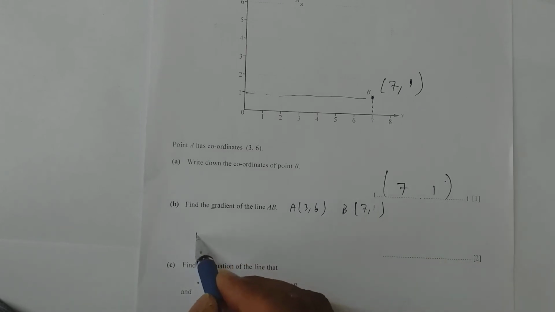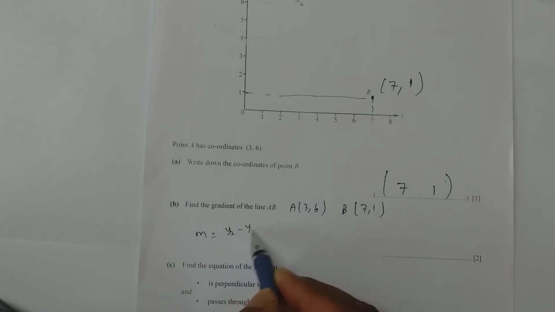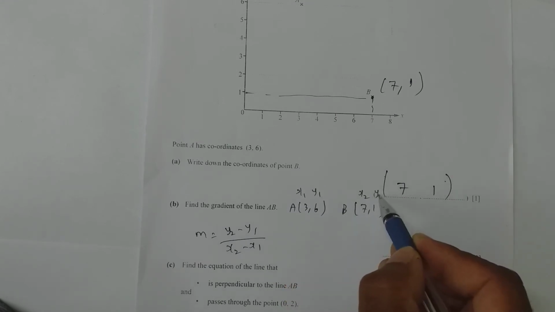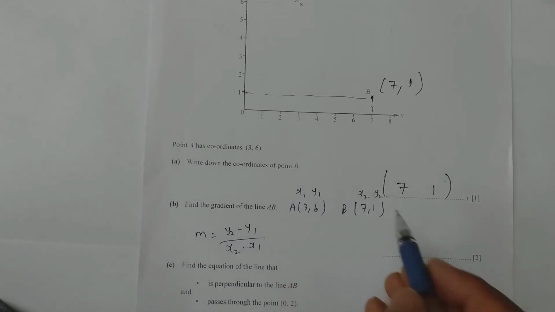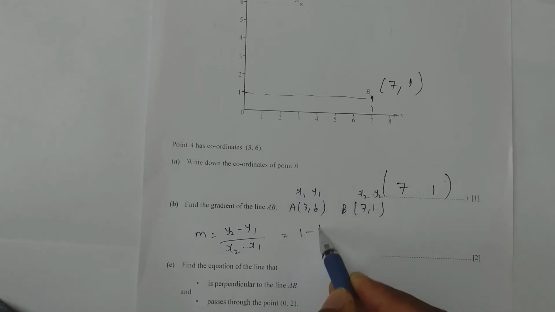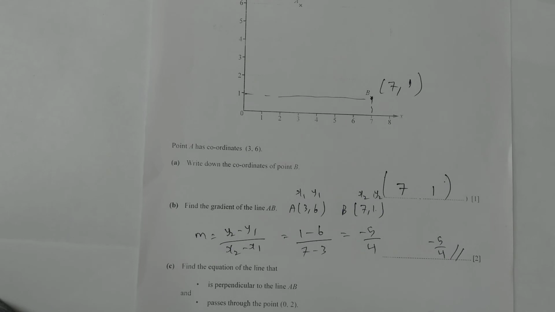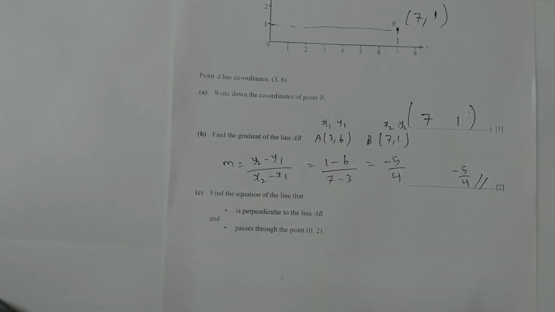What is the gradient formula? y2 minus y1 by x2 minus x1. So this is x1, y1 and this is x2, y2. So y2 minus y1 means 1 minus 6 by 7 minus 3. So that becomes minus 5 by 4, the gradient of AB. Okay. Now next. Find the equation of the line that is perpendicular to line AB and passes through the point 0, 2.